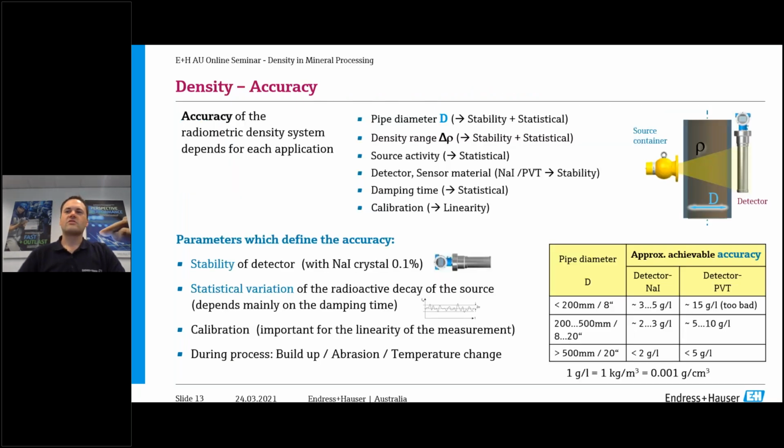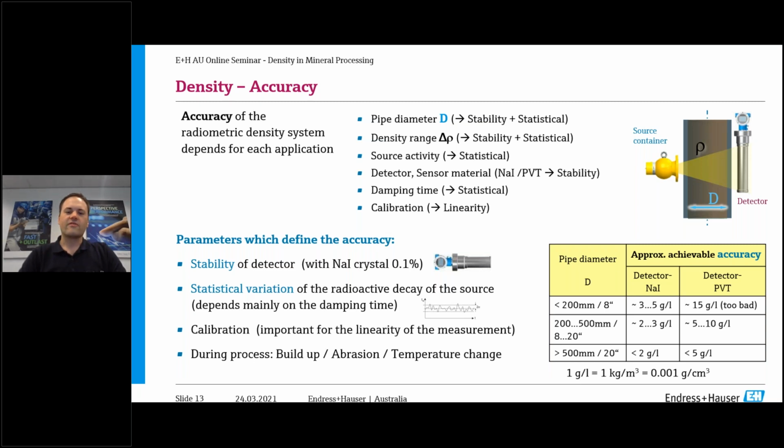Now, a lot of the questions that we get are around how accurate this system is. I'll talk about the accuracy of all the systems, but around the radiometric principle, accuracy really depends on each application. It's dependent on the pipe diameter, the density range of the process, the source activity, how old the source is, the sensor material of the detector, whether it's sodium iodide or PVT, and that also depends on the stability of the detector, the dampening time, and the calibration as well.